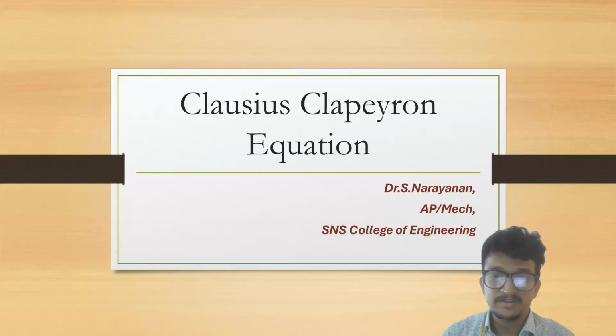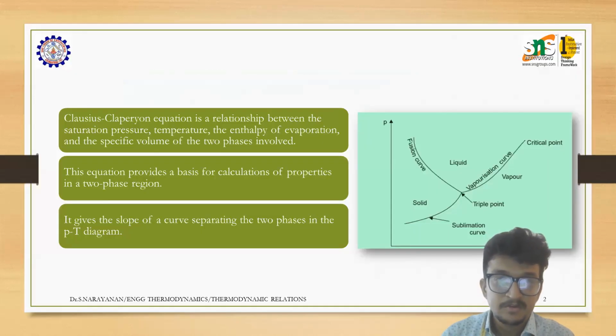So today we are going to see the Clausius-Clapeyron equation, one of the important equations which describes the phase change process in thermodynamics. It is a relationship between saturation pressure, temperature, enthalpy of evaporation, and specific volume of the two phases involved, which means liquid, vapor, like that. This equation provides a basis for calculation of properties in a two-phase region, or you can compare properties between two different conditions.